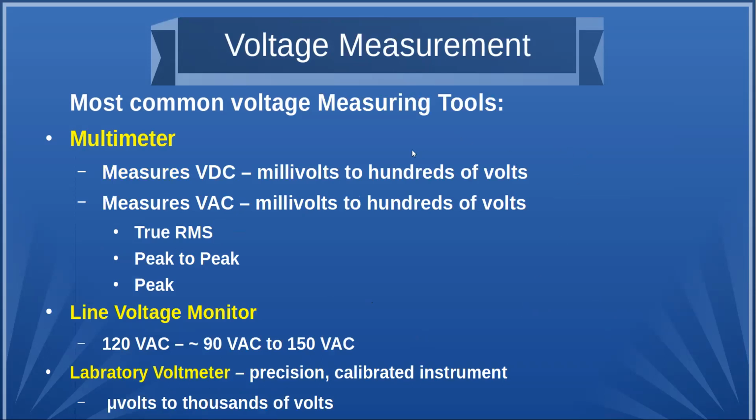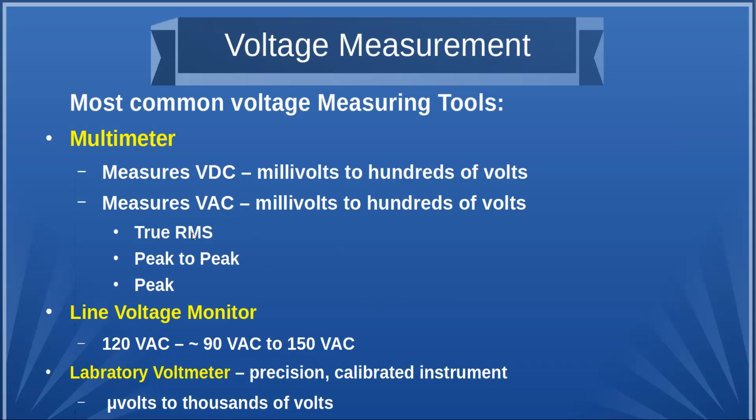Okay, we measure it most of the time with a multimeter. There's things like line voltage monitors, which a lot of people may have. It's just a little meter that displays the AC line voltage. And then there's also laboratory instruments that are precision for measuring voltage, not that common. Most of the multimeters will measure other things like AC and DC current, resistance. Some of the newer ones will read capacitance.